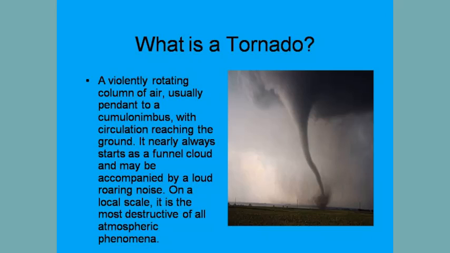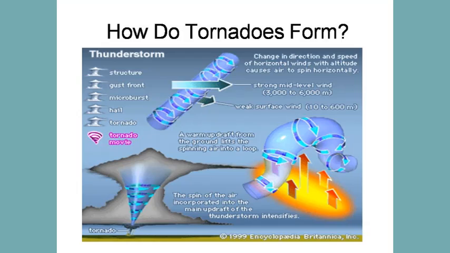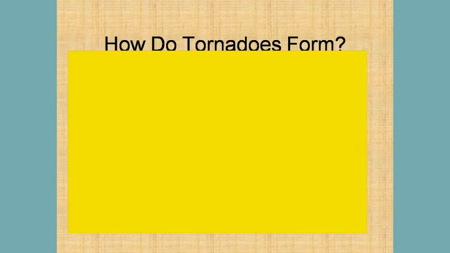Now I'm going to explain about tornadoes. What is a tornado? A violently rotating column of air, usually pendant to a cumulonimbus, with the circulation reaching the ground. It nearly always starts as a funnel cloud and may be accompanied by a loud roaring noise on a local scale. It is the most destructive of all atmospheric phenomena. Let us watch a video about how tornadoes form.